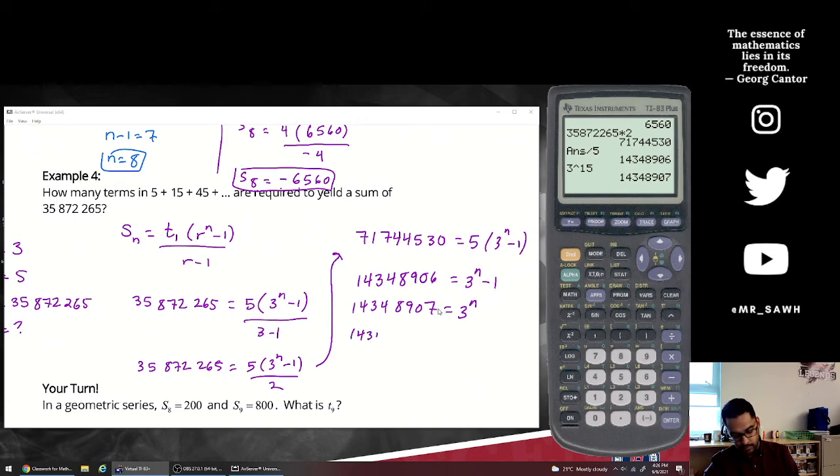So 143,48,907 is equal to 3 to the power 15, which means I know n should be 15. Therefore, there are 15 terms, just by finding n.